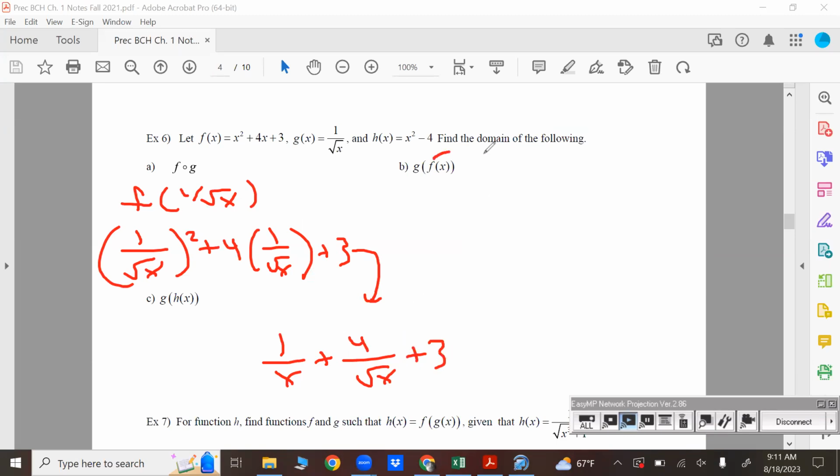Let me do part b also before I do the domain. G of, oh boy, x squared plus 4x plus 3. So it's 1 over that radical, right?